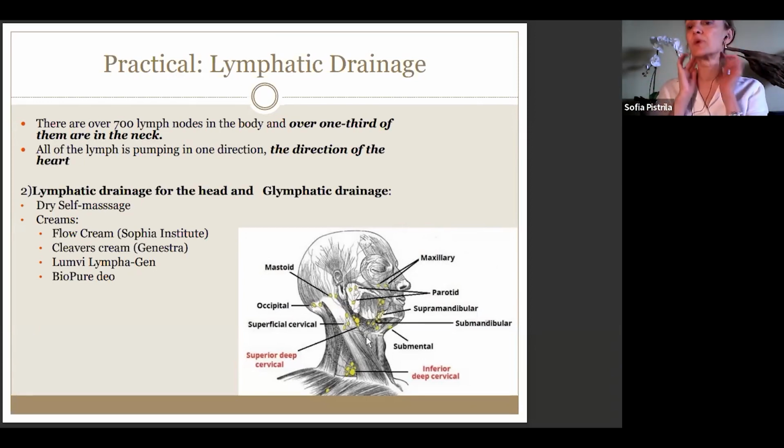Then you start from the back of your ears. I usually do it with three hands. This is dry, but you can do it with cream as well. Exactly what I'm doing now, I usually do with a cream, either the flow cream or Cleaver's cream. So you do it down again.